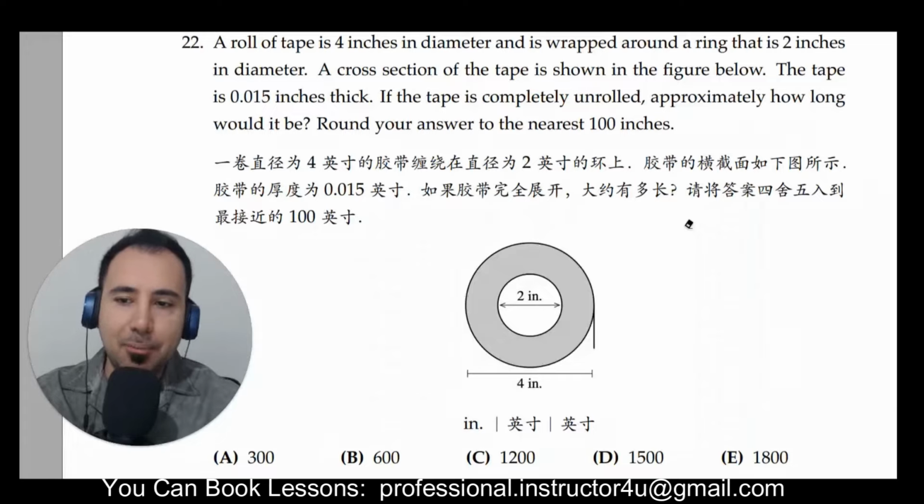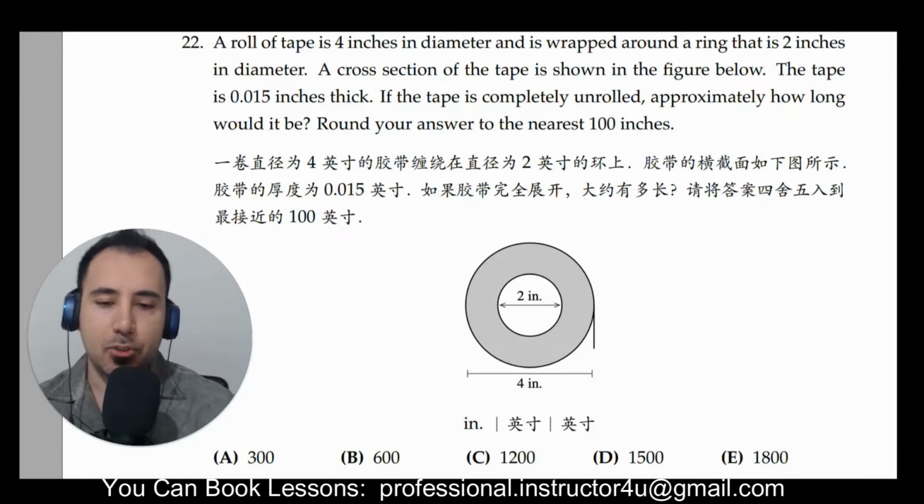I think this problem let down a lot of students during the test, and I know exactly why this happened. Let's read the question and then I'll tell you. A roll of tape is 4 inches in diameter and is wrapped around a ring that is 2 inches in diameter. A cross-section of the tape is shown in the figure below. The tape is this amount inches thick. If the tape is completely unrolled, approximately how long would it be? Round your answer to the nearest 100 inches.